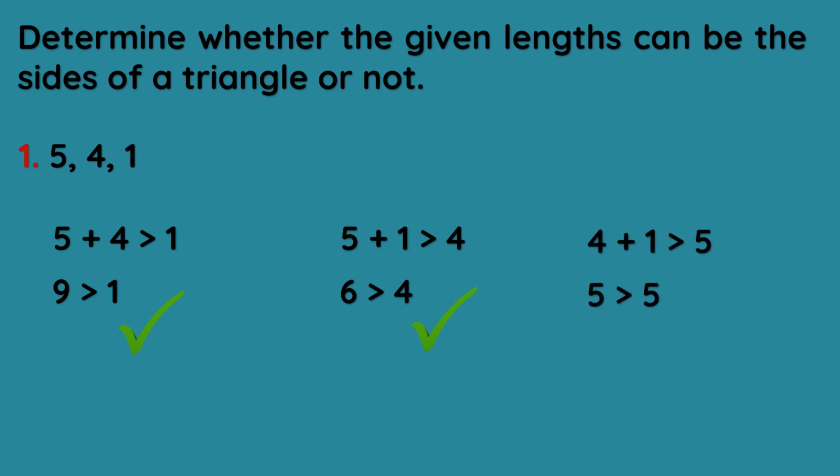Is 5 greater than 5? It is not. 5 is not greater than 5, but 5 is equal to 5. But still, 5 is not greater than 5. Therefore, the triangle inequality theorem was not satisfied. Since one of the conditions was not satisfied, we can say that 5, 4, and 1 cannot be the sides of a triangle or cannot form a triangle.